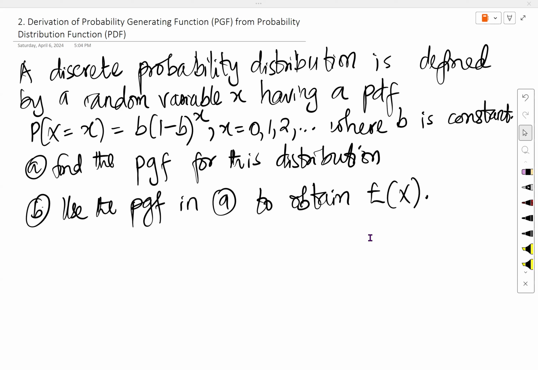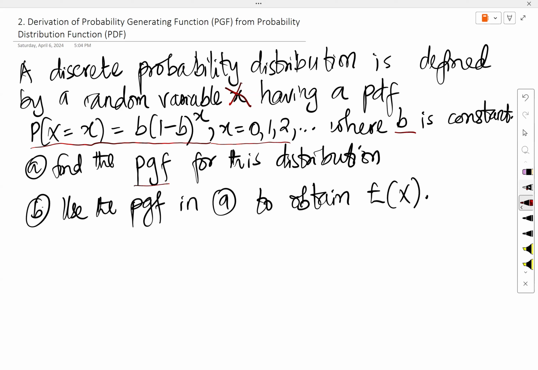In this video, we'll be looking at this question where we get to derive the probability generating function from the probability distribution function. The question reads: a discrete probability distribution is defined by a random variable X having a PDF, probability X equals x, is equal to b into 1 minus b raised to power x. Of course, since it's discrete, we have x equals 0, 1, 2, and so on, and b is a constant.